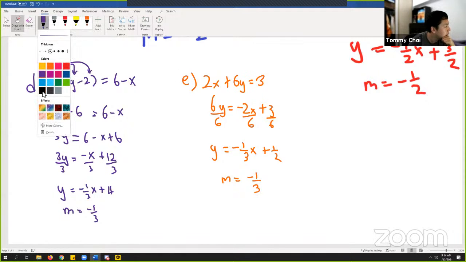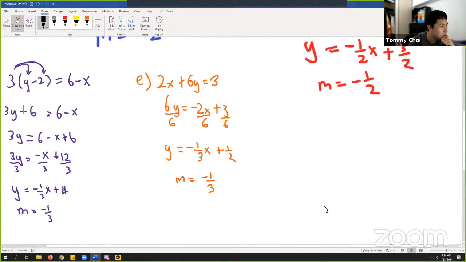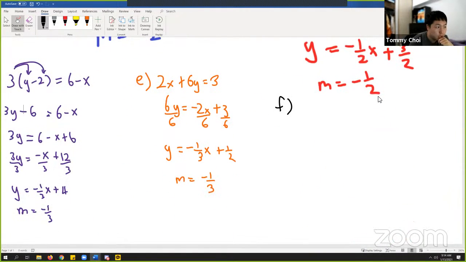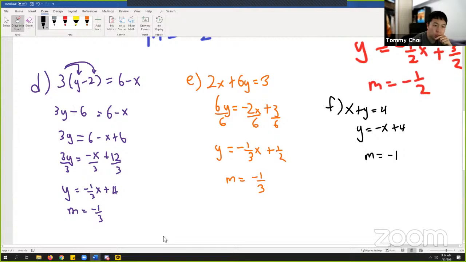Next question we'll do in black. So for F here, we have x plus y equals 4. Pretty easy question. And we move the x to the other side, and we're done. So negative x plus 4. So I'm going to get m is equal to negative 1. Are you guys with me so far? Perfect.